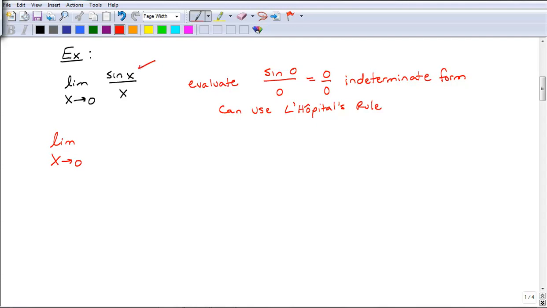L'Hopital's rule says take the derivative of the top. The derivative of sine is cosine. And it says take the derivative of the bottom. The derivative of x is 1. Notice I didn't use the quotient rule or anything. I just took the derivative of each. Now I try to evaluate again by plugging in 0 for x. And this time when I do it, it works. I get 1. So what that means is the original limit is equal to that as well. L'Hopital's rule says if you take the derivative like that, the limit doesn't change.